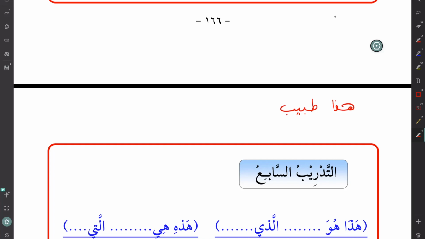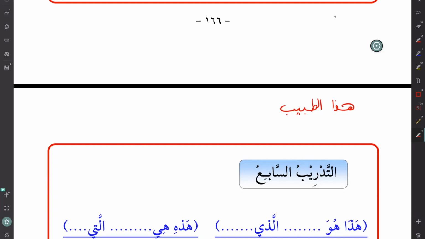And what happens when you add alif lam, and you say هذا الطبيب? That means this doctor. So obviously it's not a sentence. It is a phrase. It's incomplete. You have to finish what you're trying to say about this doctor.